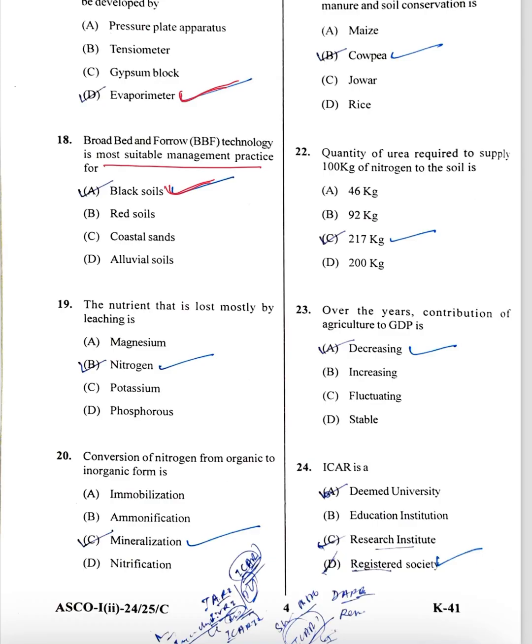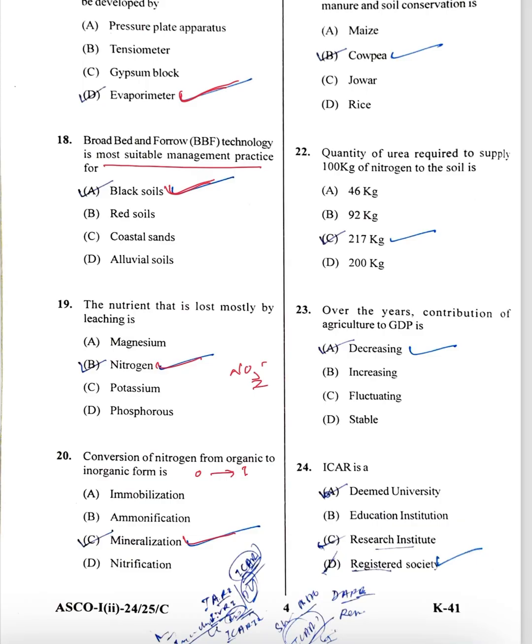The nutrient that is lost mostly by leaching is nitrogen, mostly in the nitrate form. It is lost by means of leaching. The conversion of nitrogen from organic to inorganic form is the mineralization process.